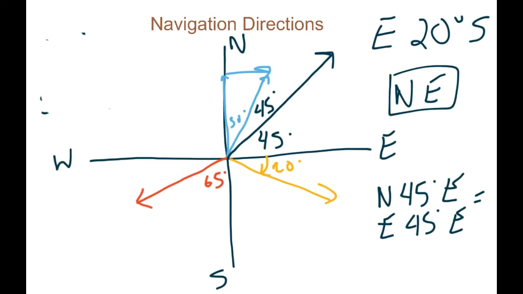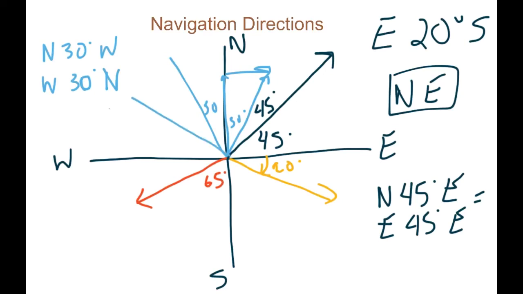But if I gave you, let's do a different one, north 30 degrees west, and I give you west 30 degrees north, those are not the same. Those aren't the same, because north 30 degrees west would be from the north towards the west 30 degrees, and west 30 degrees north would be down here. It would be 30 degrees upwards from the west.